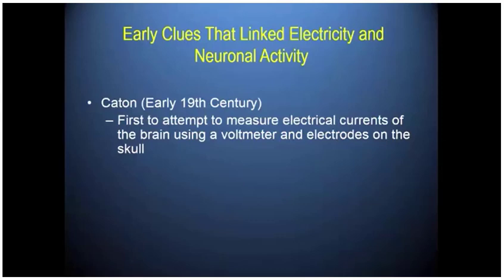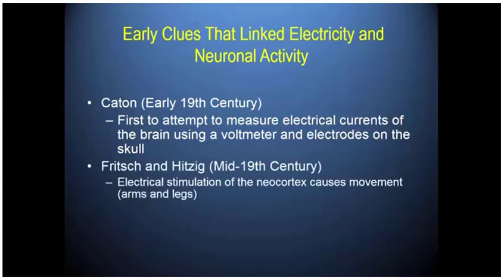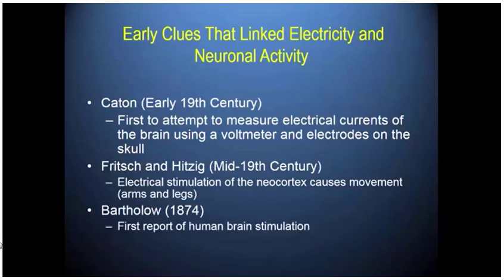Then we continued to move on. You had Caton, who ended up actually measuring electrical currents in the brain. First he did it on animals, and he basically used a voltmeter to look at the changes of electricity through the skull. Then you have another series of scientists who continued to build off of this idea, and in 1874, I believe it was a physician who started to test these things in the human brain.